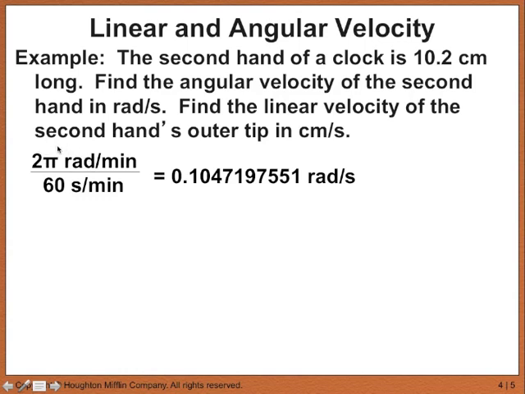Now, if there are 2 pi radians in a full circle, that means the second hand of a clock, which does 1 complete revolution per minute, goes through 2 pi radians per minute, which is why I wrote 2 pi radians per minute in the numerator. Now we divide by 60 because this problem is asking us for radians per second, not radians per minute.